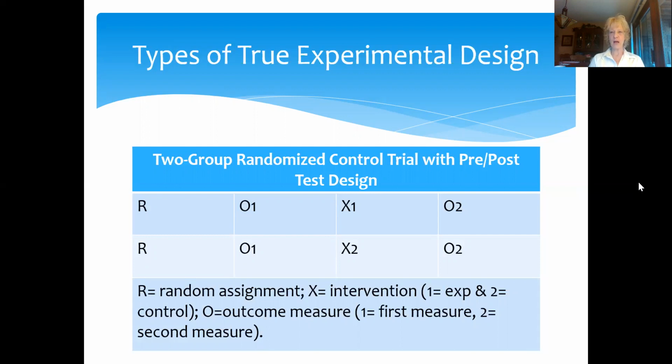So they're randomized. You get a baseline, then you give them the treatment and or control condition, and then you measure outcomes again and see if there are differences between groups and between pre to post. And that's your most basic RCT.